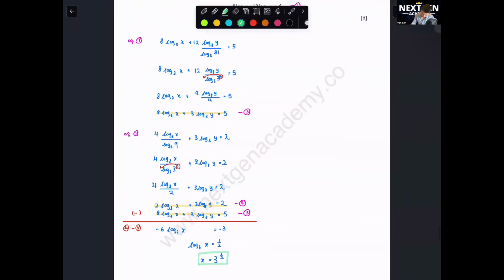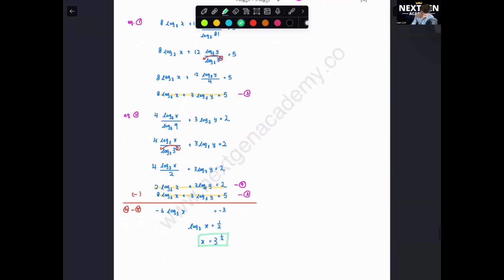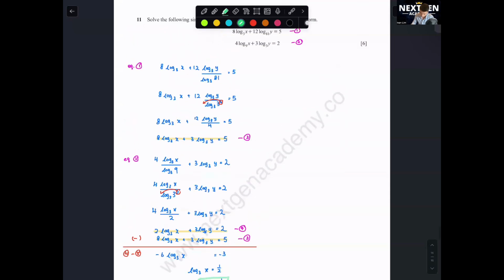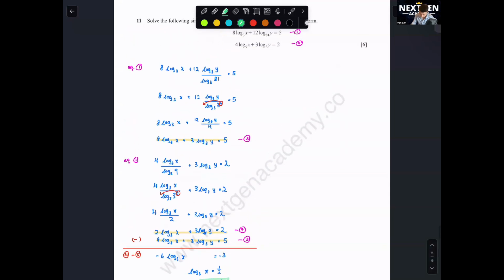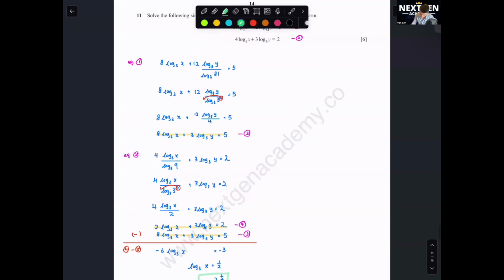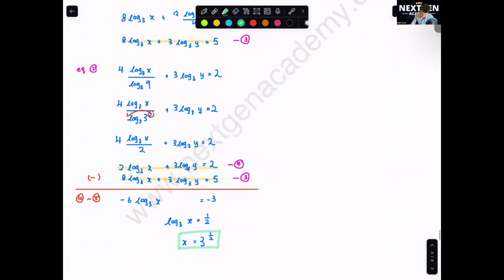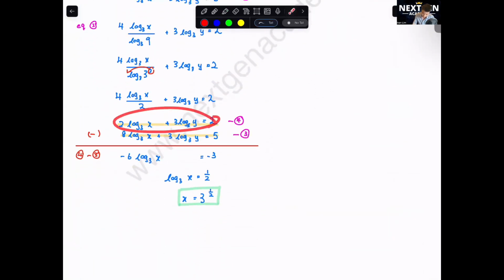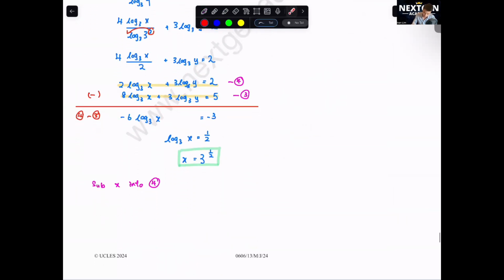Next thing, I want to find y. Let's see which equation is the easiest to find y. Any of them can actually. I'll use 4, it looks like the easiest one because it seems like the smallest value. So sub x into equation 4. A lot of students ask me, teacher, all these statements, is it necessary or not? Not necessary, but it's easier for the marker to understand what you are doing.